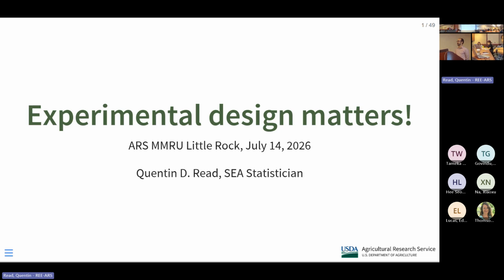So I call this talk Experimental Design Matters, like matters related to experimental design, but also it matters how you design your experiments, because a properly designed experiment answers the questions that we care about as scientists, and an improperly designed experiment doesn't. So, you know, it's clearly something important to think about.